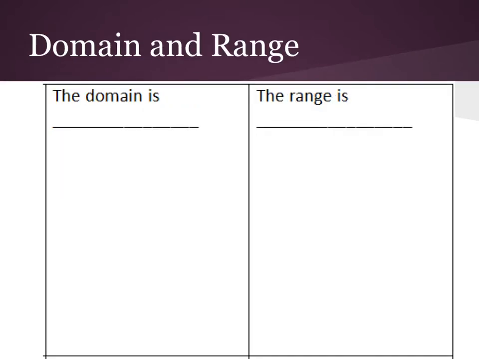Under the next tab, the domain and range. Remember, domain is all of the x values. And when we have range, in function notation, remember the y was replaced with the name of the function. So your range values are your f of x values. And we typically use the letter f, but remember that can be any letter. So the range is the f of x value.